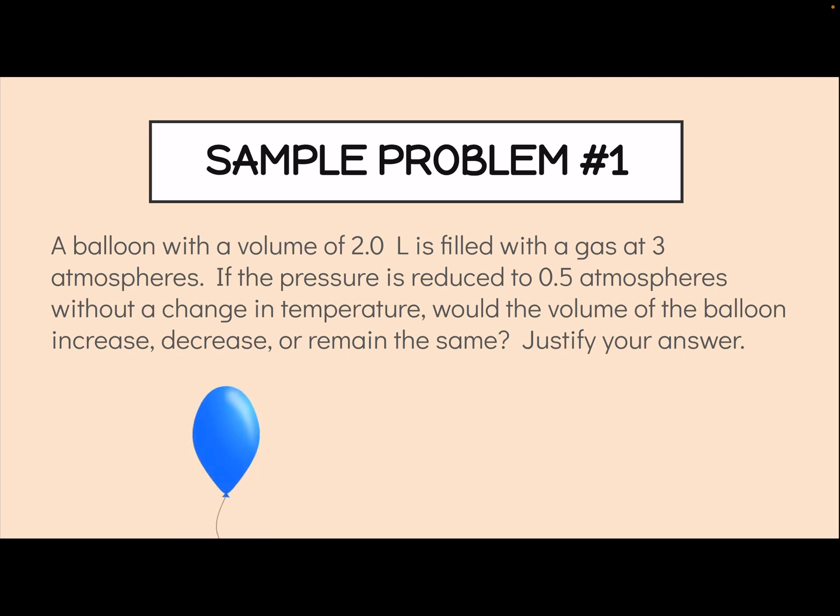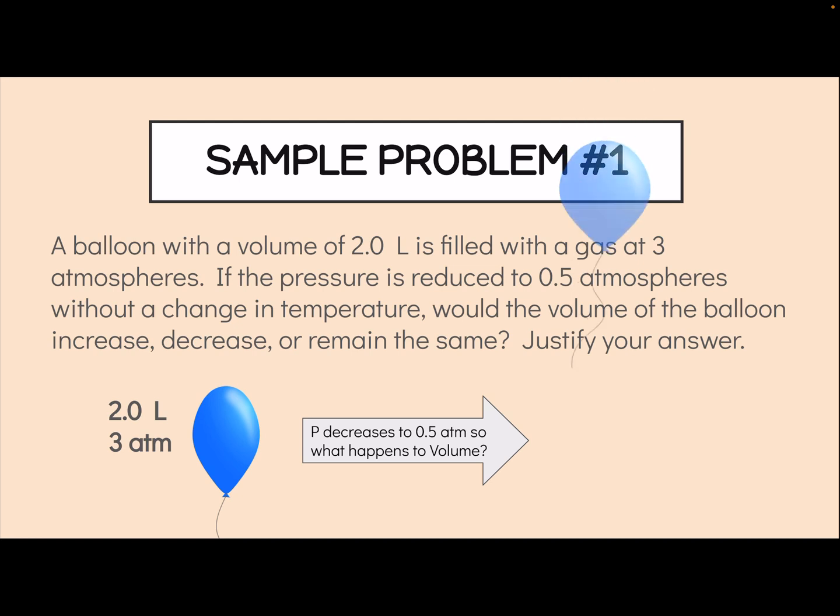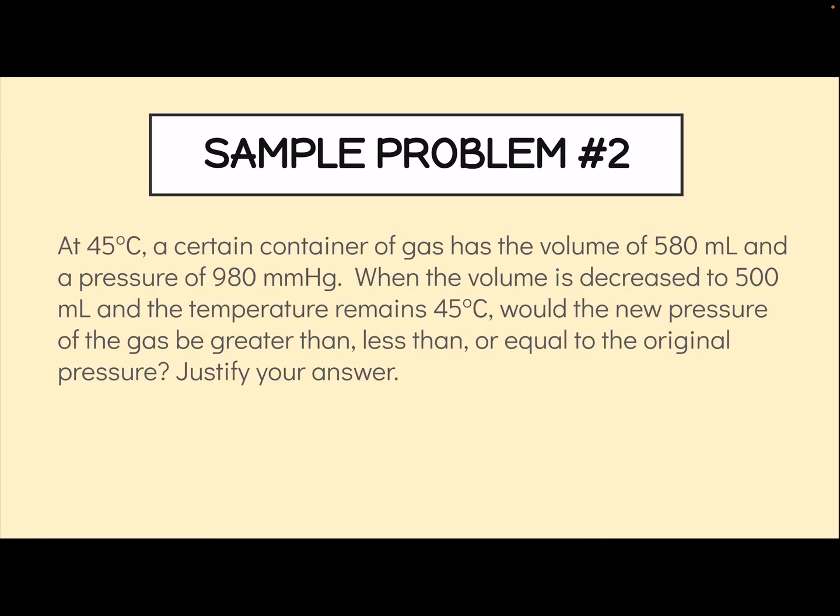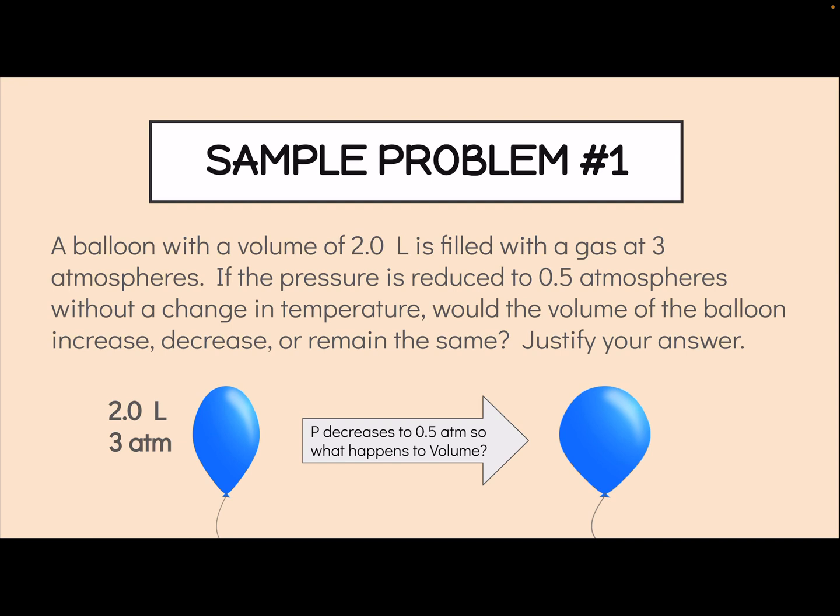So we have this balloon and it's at 2 liters and 3 atmospheres. We decrease the pressure to 0.5 atmospheres. So what's going to happen to our volume? Well, they have an inverse relationship. So if pressure is decreasing, that means the volume must be increasing. So the balloon will get just a little bit bigger because pressure and volume have that inverse relationship.